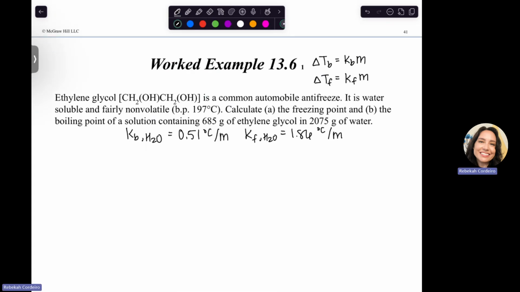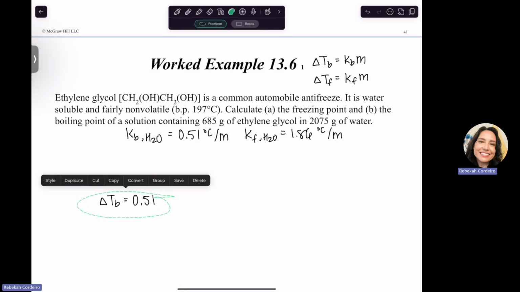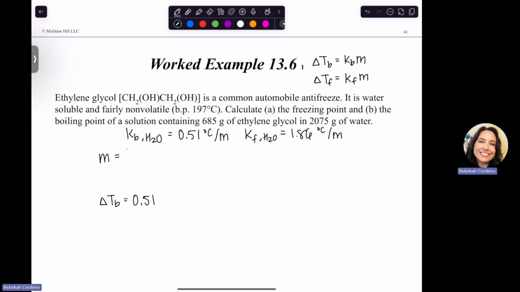Go for it. Okay, so assuming that you did pause and work this out, then we have our delta TB is equal to our KB, which is 0.51, times our molality. We've got to figure out what the molality is. So let me move this down a little bit. Let's find our molality. Remember that molality is going to be equal to moles of the solute over kilograms of the solvent. Now, how do we know which one is the solute and the solvent? Which one is more, which one is less? So way more water. So that's going to be our solvent. So our solute is going to be the ethylene glycol, which means we've got to find moles of it.